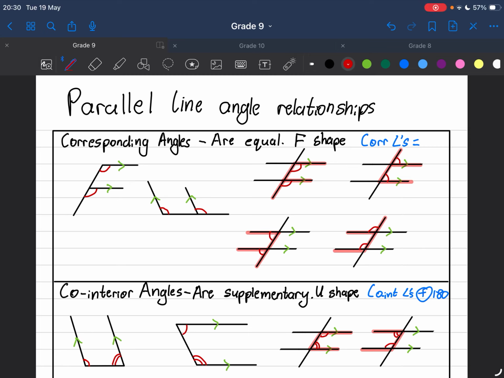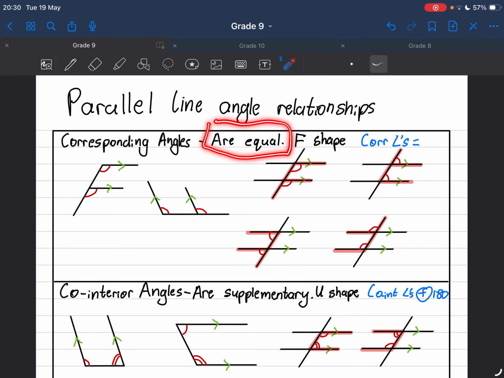In this video, we're going to look at parallel line angle relationships. These are relationships that are only true because of parallel lines. If you don't have parallel lines, you can't use them. The first one is called corresponding angles.